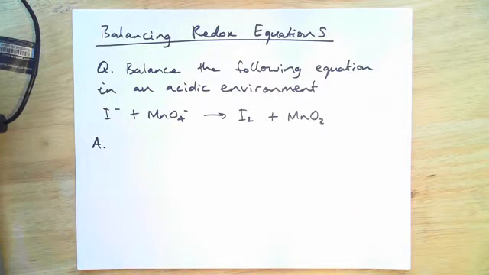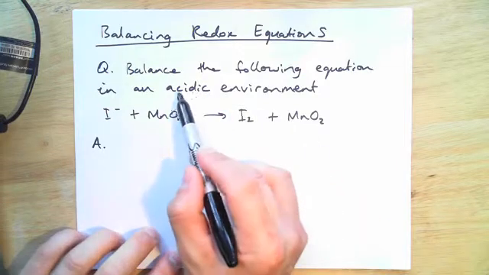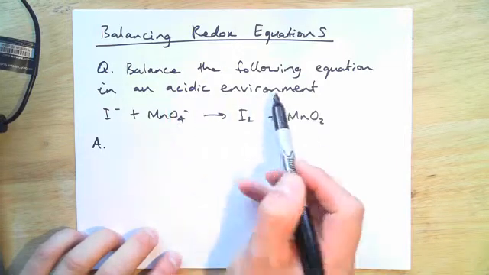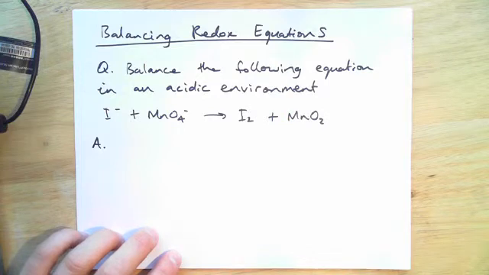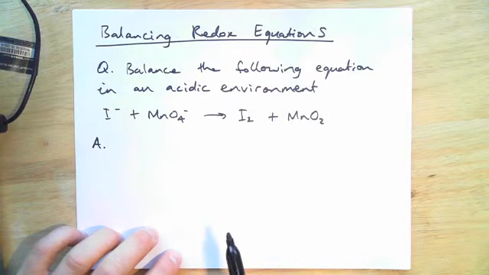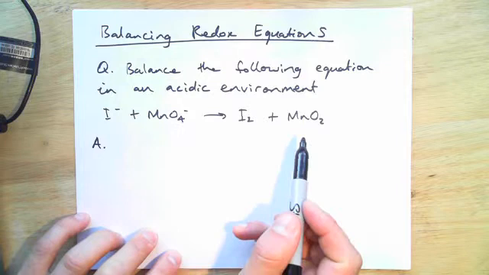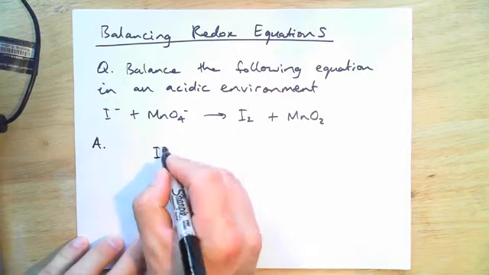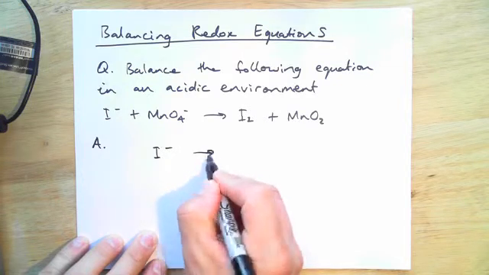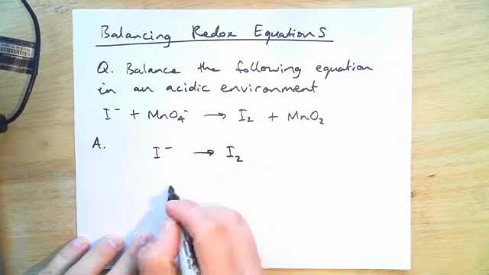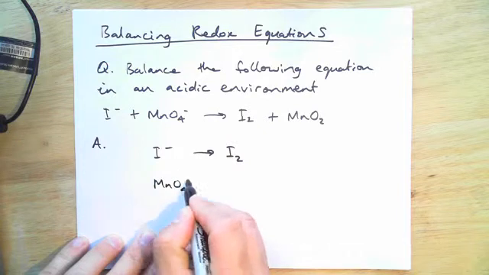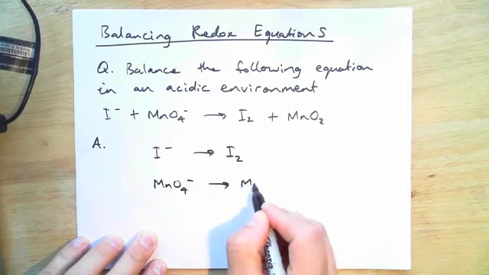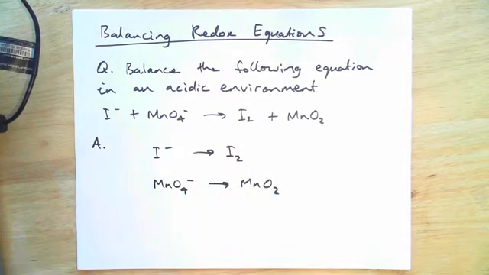So what about balancing in-depth redox equations? First of all, we have to know whether it's in an acidic environment or a basic environment. If it's not specified, you can just assume an acidic environment. So here we break it up into 2 different half equations. The 2 different half equations would be the I minus going to I2 and the MnO4 minus going to MnO2. I'll just look at these separately.